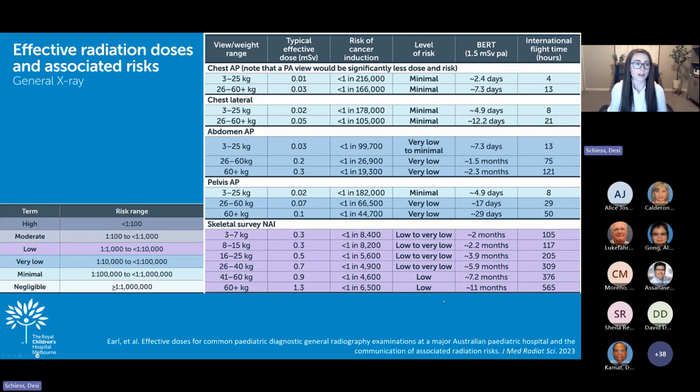The Royal Children's Hospital of Melbourne looked at the radiation doses of commonly performed X-rays by patient weight and equated that to the number of days of natural background equivalent radiation time, as well as the number of hours of international flight time. As you can see, most X-rays carry minimal to low risk of future cancer development.